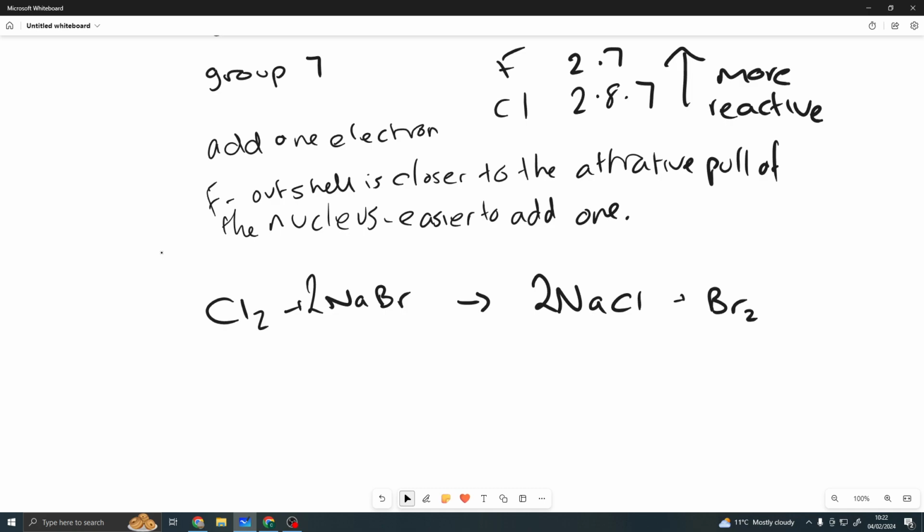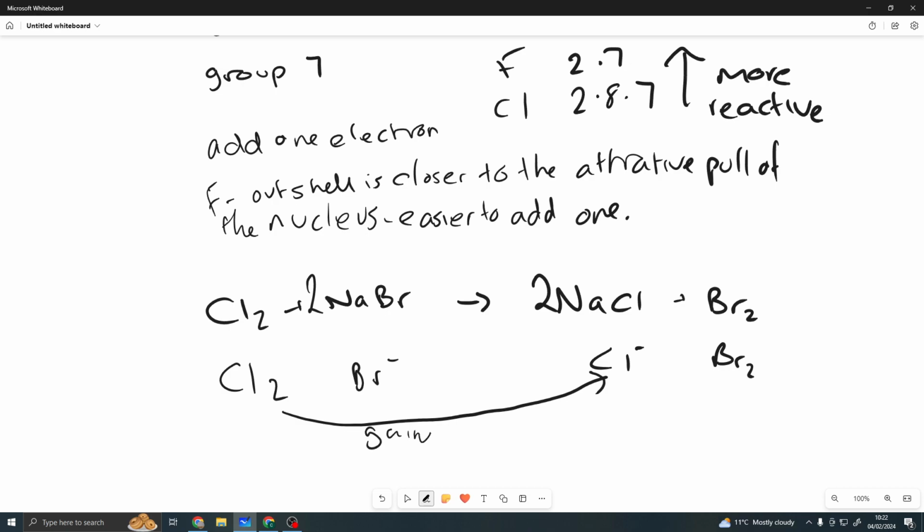Okay, I was also asked to talk about redox here. Because that's a chlorine, and here you have a bromide ion. Here you have a chloride ion and bromine. So that's gone from element to ion. That means it's gained an electron. That's gained. That's gone from ion to element, therefore it has lost an electron.